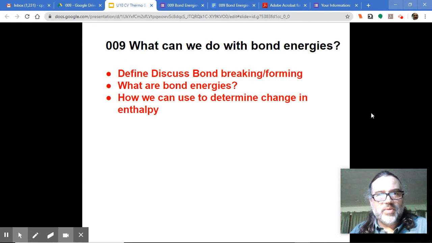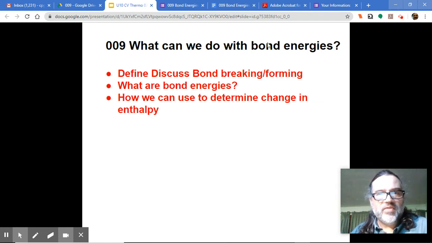And this week, what we're going to do is learn about bond energies and what we can do with them. We're going to talk about bond breaking and forming. We'll define those bond energies. And really, this week, you have to be able to solve some math problems where we use bond energies to approximate or determine the change in enthalpy.